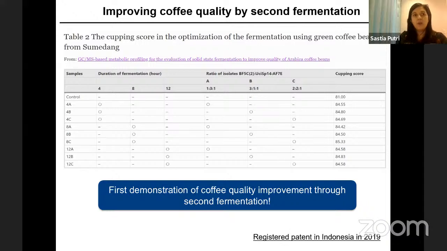And then we have a very surprising and exciting result: we were able to increase the cupping score from 81 to 85.3 by doing the second fermentation of coffee beans. And we have registered this method as a patent in Indonesia in 2019. And the paper was published in Metabolomics Journal by Springer in 2020, last year.